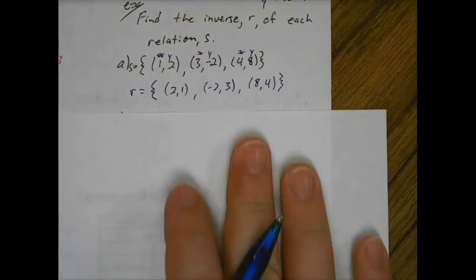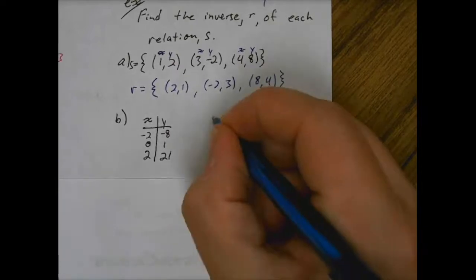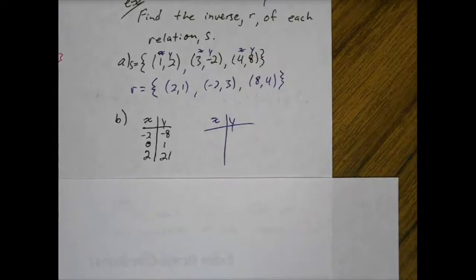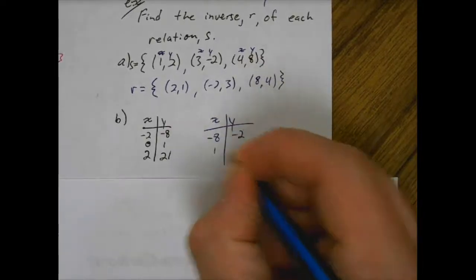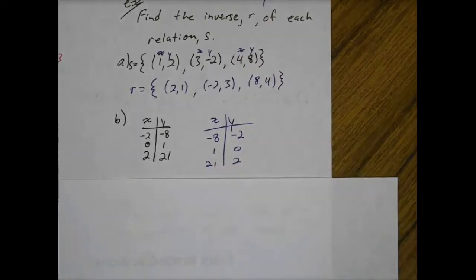Cool. All right, likewise, we're given some x values and some y values. I just want to switch the x and y values exactly where they are. So (negative 8, negative 2), (1, 0), and (21, 2). That's it, and that's all an inverse is. It switches the x and y, or the variables, wherever they are.